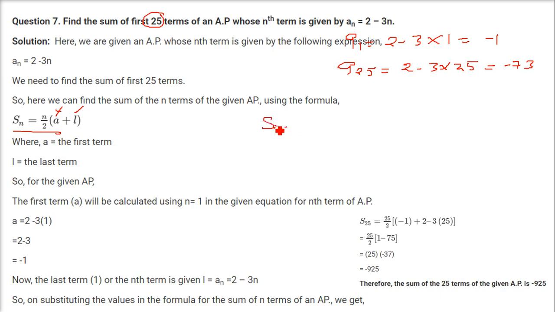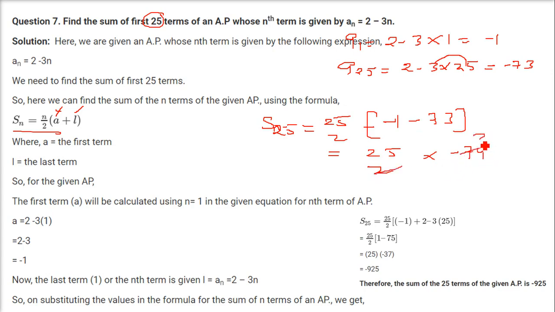So S25 is going to be n by 2, 25 by 2, into (a plus l), so minus 1 plus minus 73. I'm just writing minus 73, so let me check: 25 into 3 is 75, 2 minus 75 is minus 73. So this is correct. 25 by 2 into minus 1 minus 73, and this is 25 by 2 into minus 74. So this is going to be minus 37, so 25 into minus 37 is going to be minus 925. This is our solution.